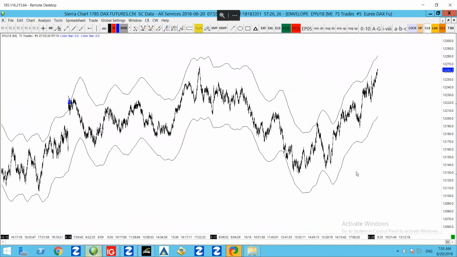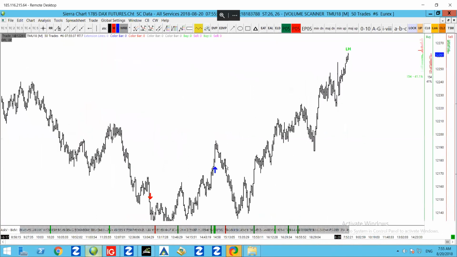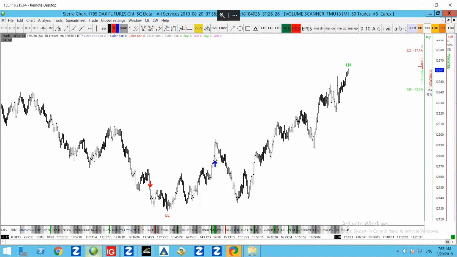Envelope strategy, not a lot to say. There were a couple of sell signals on Thursday, but nothing on Friday. Nothing so far today. That's available on the chart book. The volume scanner, the most recent buy signal was down here on Friday. We're still sat on that with this kind of mini impulse wave. Volume is so thin right now, so thin.